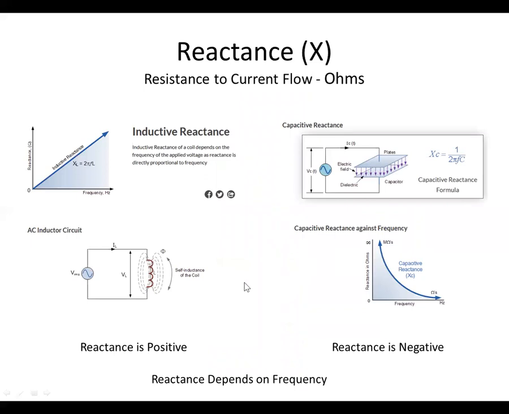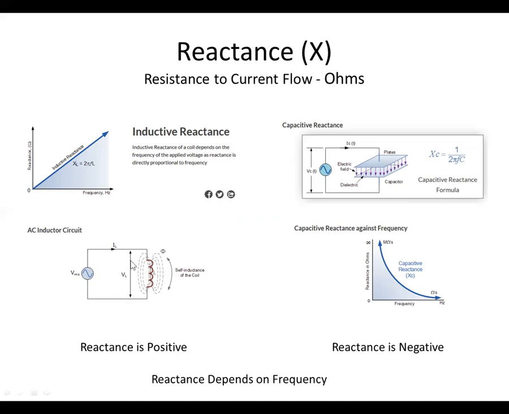Okay, so now we're going to get into something a little more abstract, I guess. And what we're going to talk about now is reactance. What reactance is, it's a resistance to current flow, and it's measured in ohms. And in order to understand this, we have to understand how the inductor behaves at different frequencies of a signal, and how a capacitor behaves at different frequencies of a signal.